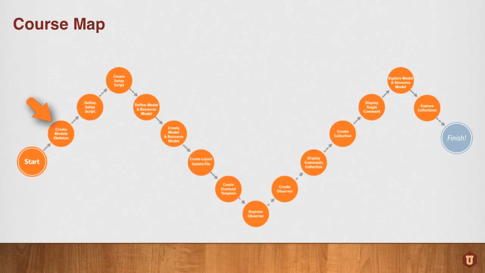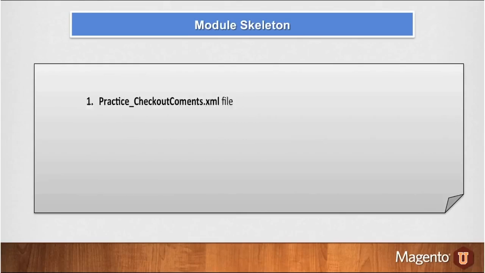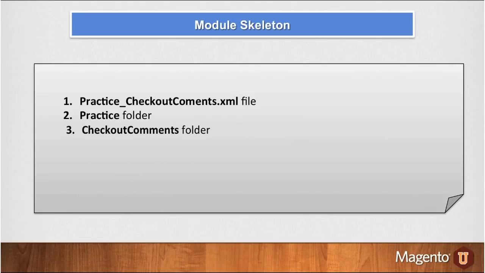Our first step is to create a module skeleton. So we need a module name. Let's call it Checkout Comments. Typically, a module consists of an initial configuration file, a namespace folder, a module folder, and at least an etc folder with a config.xml file.